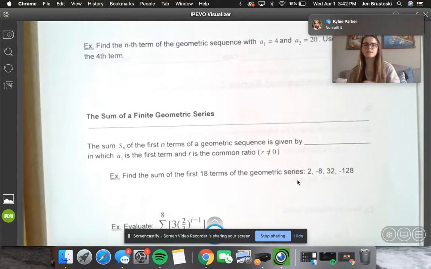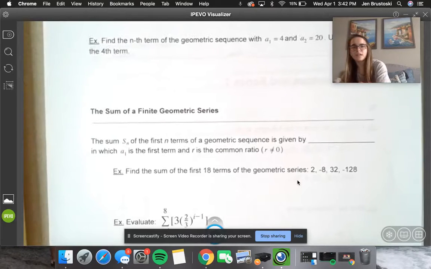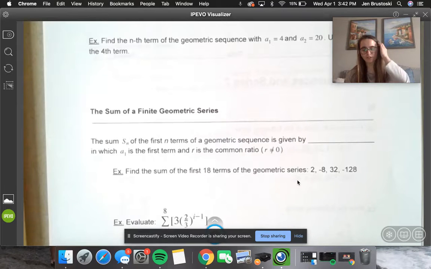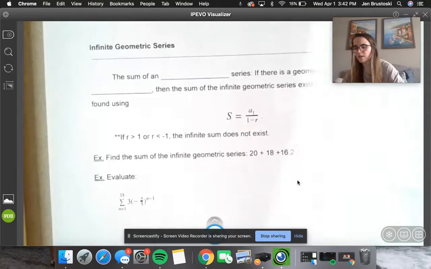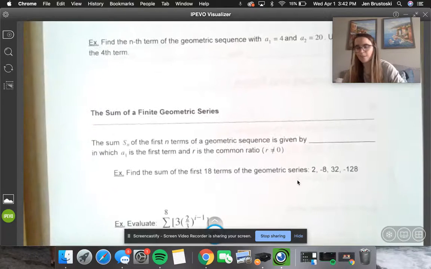All right, guys. So we're going to start with our last section of the notes. We're talking about the series of geometric sequences, which is just the sum of those geometric sequences. There are two types: finite and infinite. And so we're going to finish up on these really exciting times.